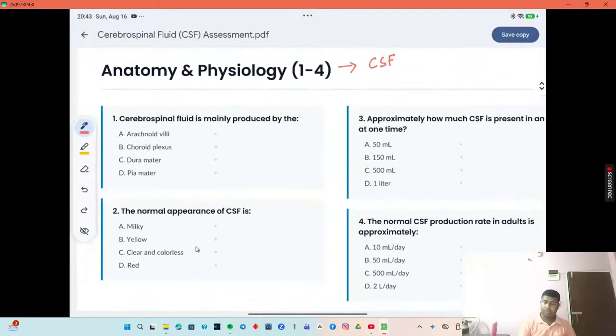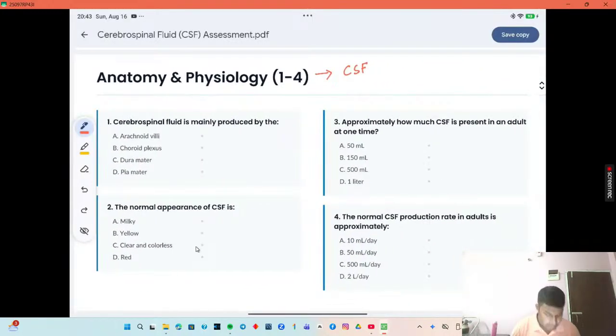Cerebrospinal fluid is mainly produced by. The right answer of this question will be option B, choroid plexus. So the cerebrospinal fluid in our body is produced by choroid plexus. Okay, now I will move to the next question.